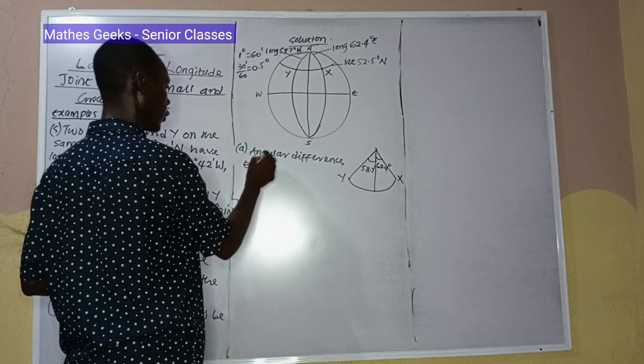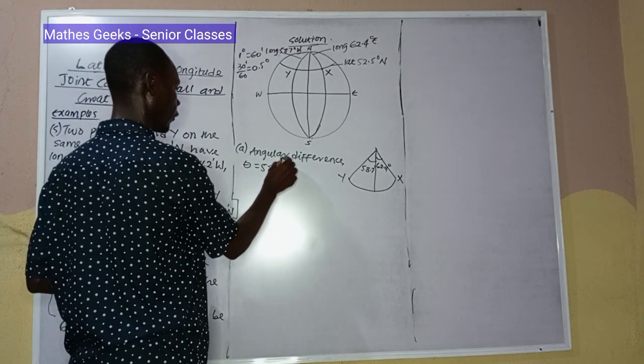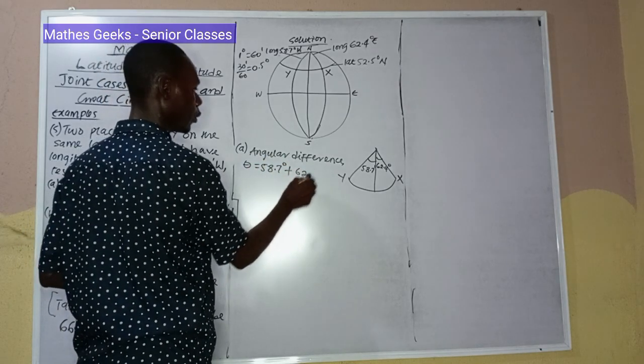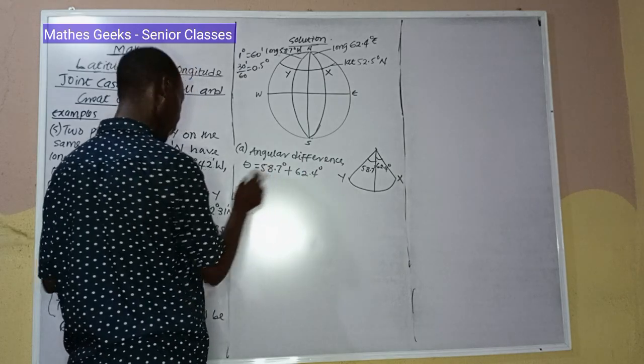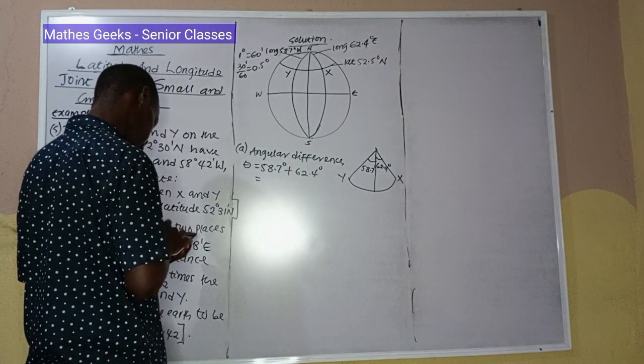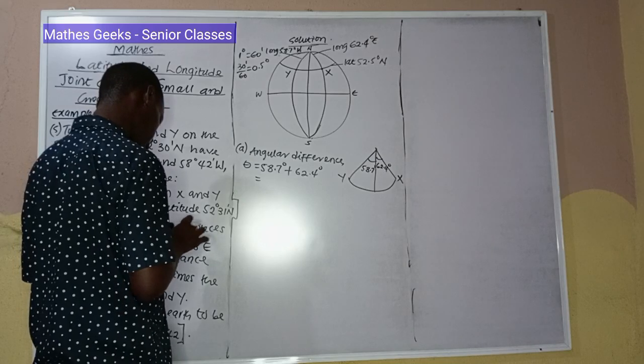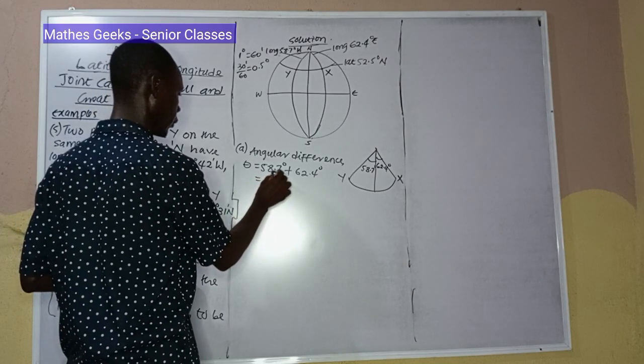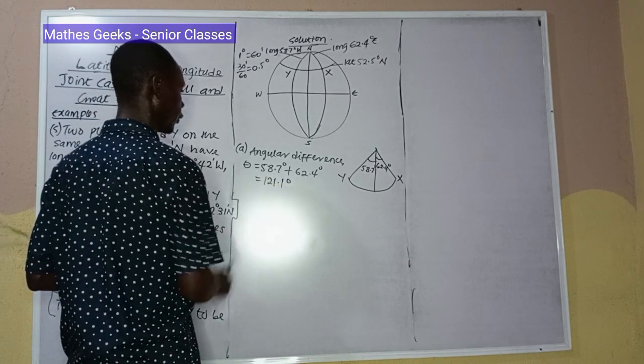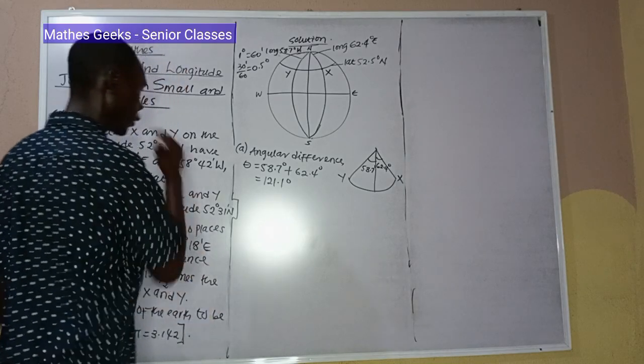So the angular difference theta is equal to 58.7 degrees plus 62.4 degrees, which is 121.1 degrees.